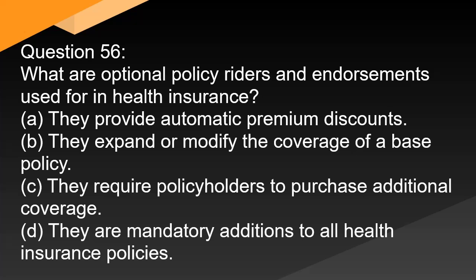Question 56. What are optional policy riders and endorsements used for in health insurance? A. They provide automatic premium discounts. B. They expand or modify the coverage of a base policy. C. They require policyholders to purchase additional coverage. D. They are mandatory additions to all health insurance policies.